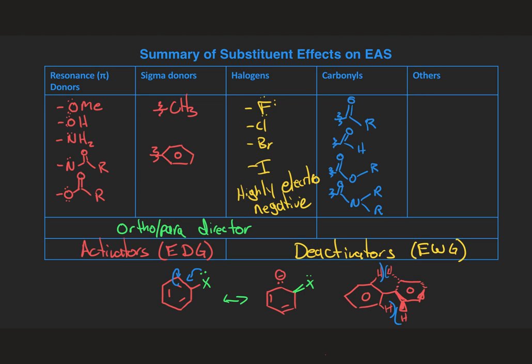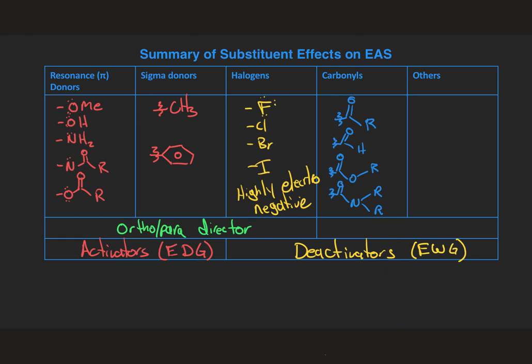So if we look at the aromatic ring and the carbonyl is directly attached to the benzene, it is a deactivator. If, on the other hand, the oxygen or the nitrogen, if it's an amide, is connected to the aromatic ring, there's lone pairs on the atom directly attached to the aromatic ring, and so it's an activator when it's in this configuration.